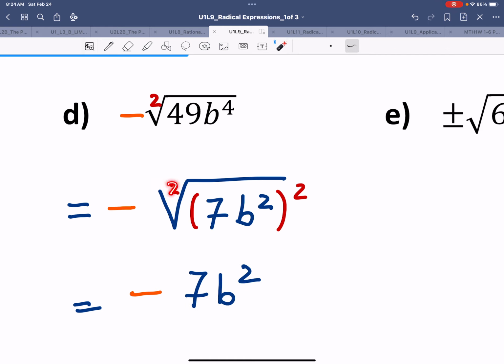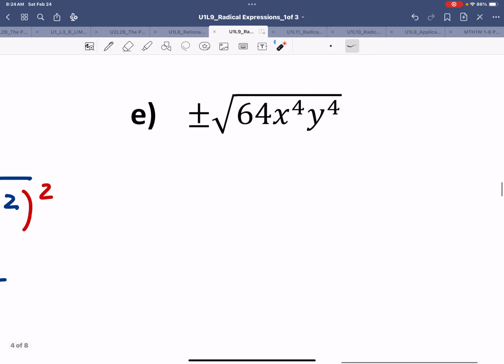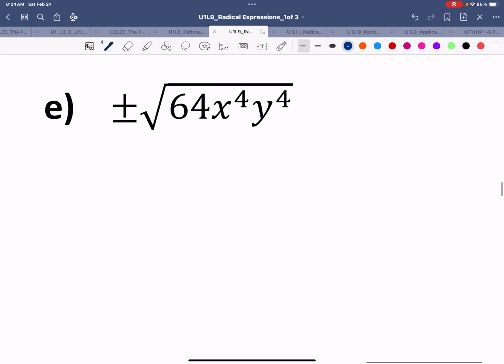Because the index is even, we want to make sure that we took out a positive, and 7 is positive. For any value of b, b squared will also be positive, so this will not need an absolute value. So next we have plus or minus the square root of 64x to the 4, y to the 4.